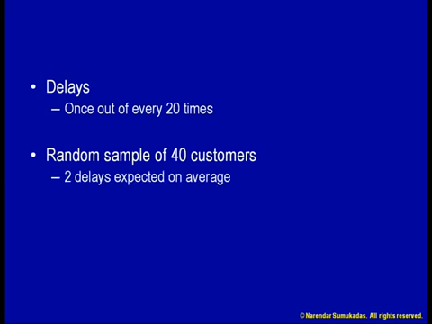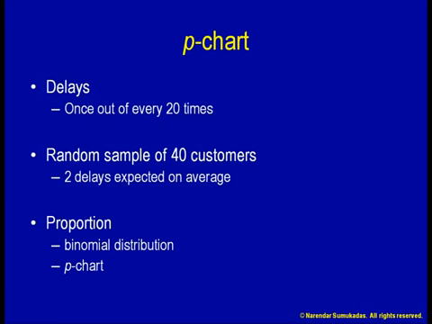Rather than watch the employee all the time, once again I am going to take a random sample of 40 customer orders throughout the day. In this sample, on average, I expect to find 2 delays. But I do also expect that there will be some range within which this number normally varies. In this case, the measurement I have is a proportion. This kind of data follows a binomial distribution, and the appropriate chart to plot is a p-chart.